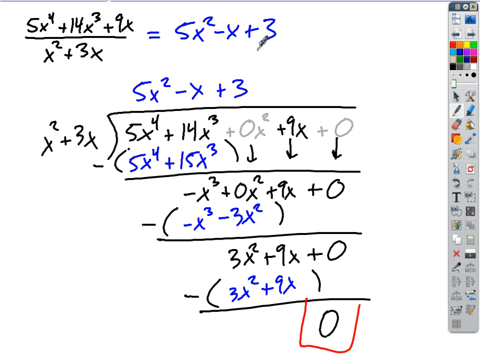So in other words then, if 5x to the fourth plus 14x cubed plus 9x divided by the quantity, this polynomial x squared plus 3x, equals this polynomial, if we kind of color code this, so we got a red one, a green one, and a blue one, then isn't the green times the blue equal to the red, right? If I multiply both sides by the green polynomial, right?